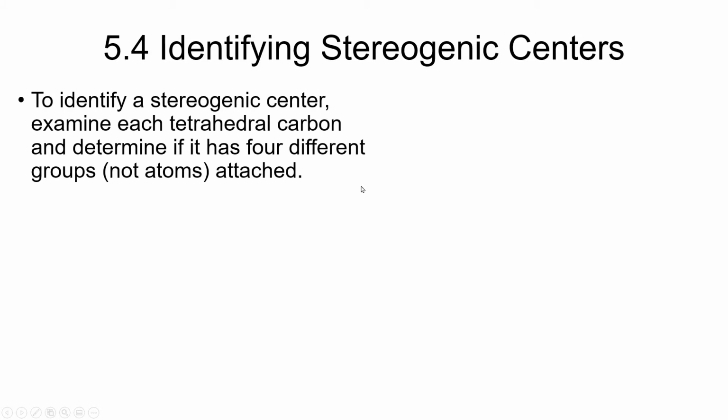All right, well, we're in chapter 4 or chapter 5, section 4, and we're going to be looking at identifying stereogenic centers. In order to identify a stereogenic center, we need to identify a tetrahedral carbon, in other words, an sp3 hybridized carbon, and determine if it has 4 different groups. Now, not necessarily 4 different atoms, but 4 different groups attached.